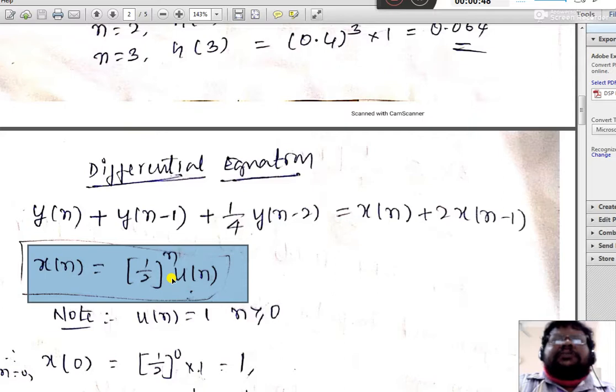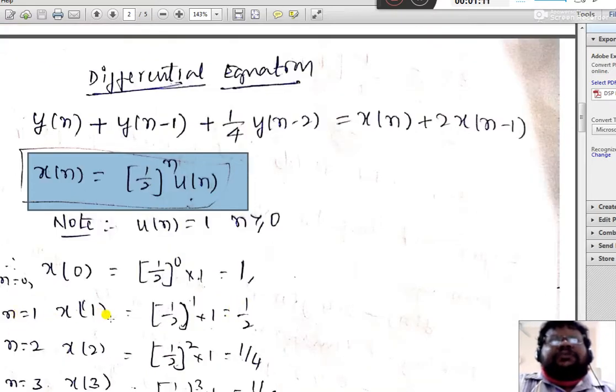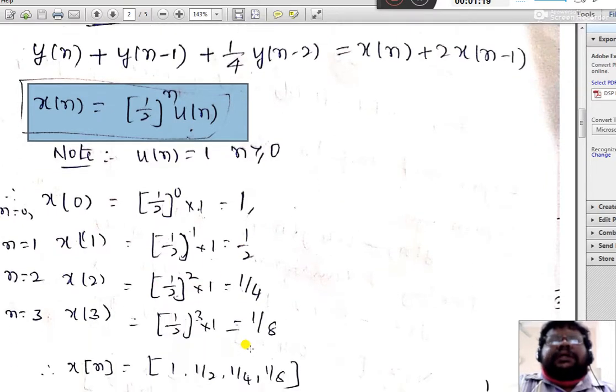Since this is a product with u of n, we will have the x of n values only for n above or equal to 0. Suppose you put n is equal to 0, we get x of 0 is equal to 1 by 2 to the power of 0 into 1, it becomes 1. Anything to the power of 0 is calculated as 1. For n is equal to 1, x of 1 is equal to 1 by 2 to the power of 1, that is 1 by 2. Similarly, for n is equal to 2, 1 by 4, n is equal to 3, 1 by 8, and n is equal to 4, it is 1 by 16, and so on.